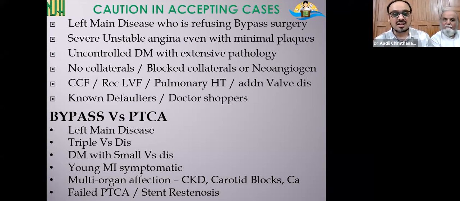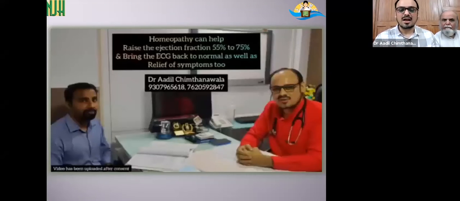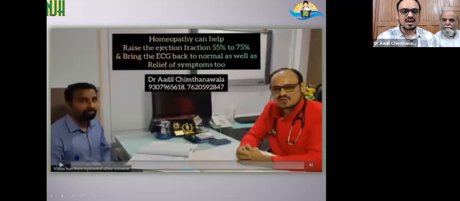Severe unstable angina, uncontrolled diabetes, if you see an angiogram with both laterals, congestive cardiac failure, recurrent congestive cardiac failure, known defaulters or doctor shoppers, you should be aware and not take them. Refusing is good. Now, let's start with the case. Initially the video, and then I'll discuss the case.